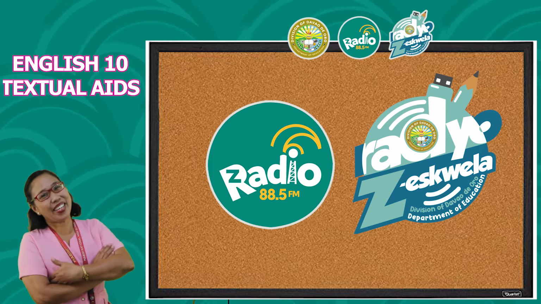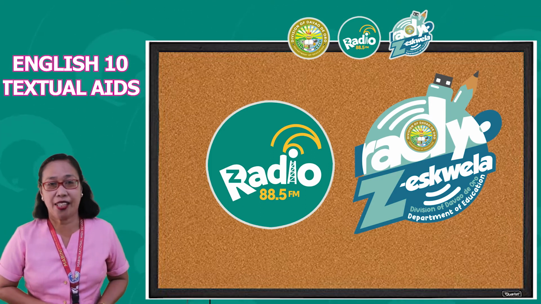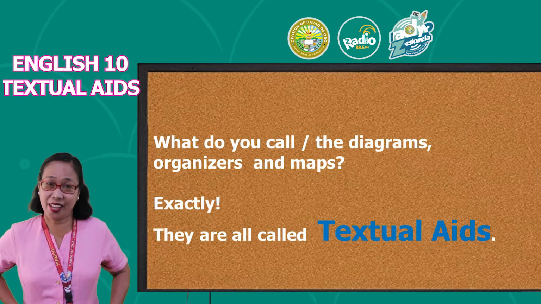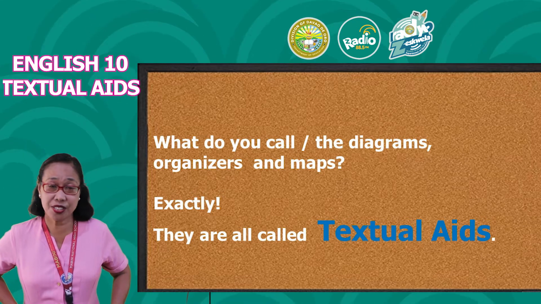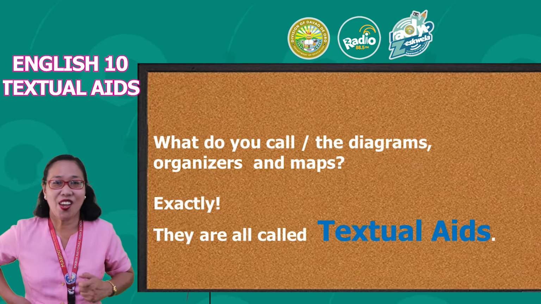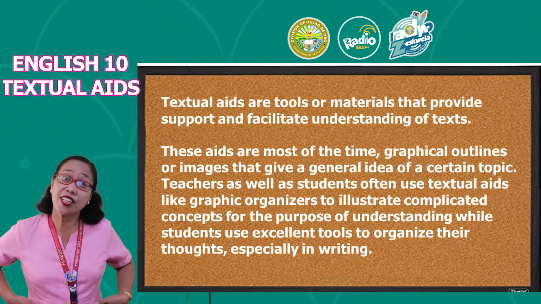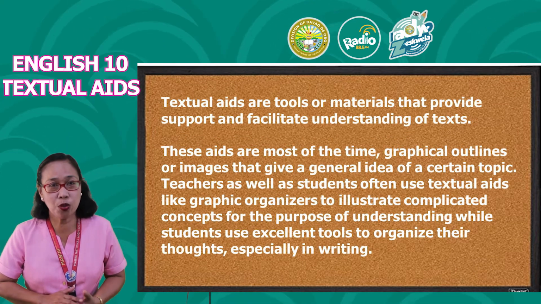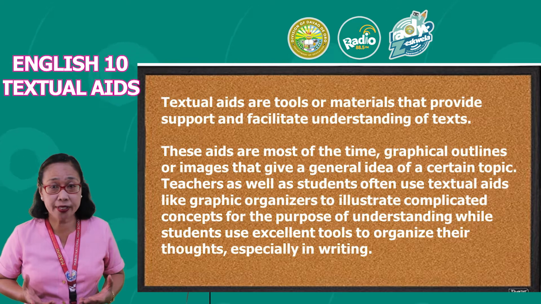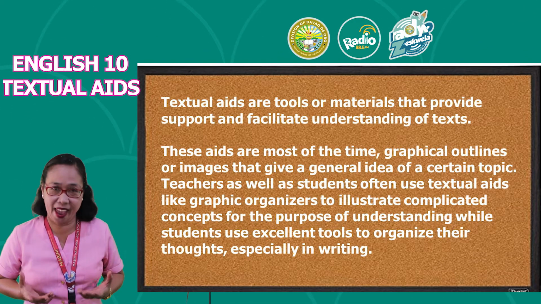We're back! You're still listening to Z Radio 88.5 FM. What do you call the diagrams, organizers, and maps? Exactly! They are called textual aids. Textual aids are tools or materials that provide support and facilitate understanding of texts.